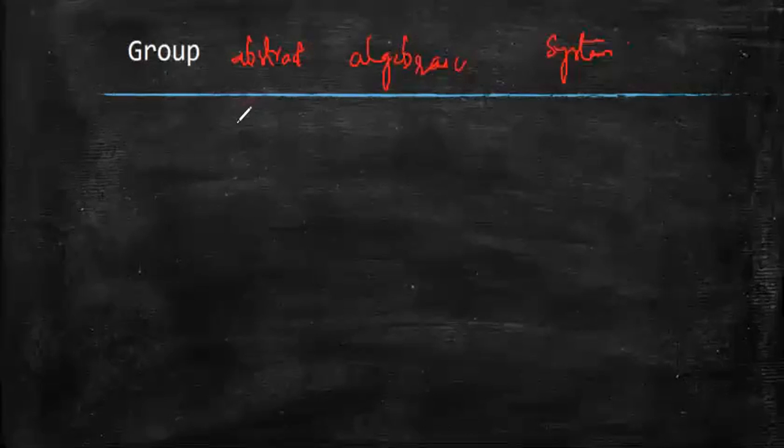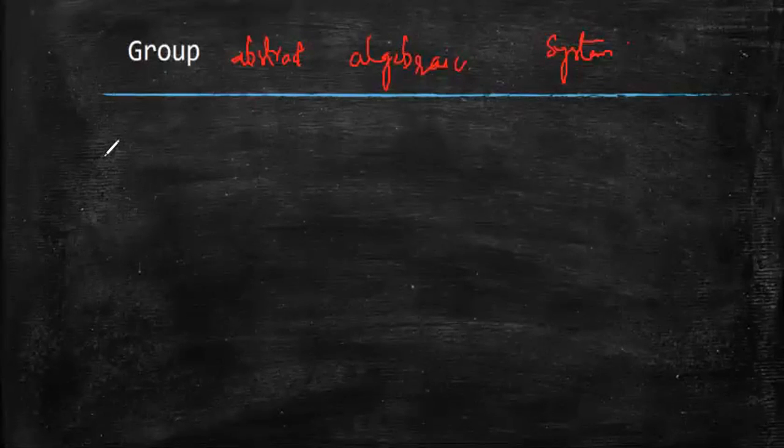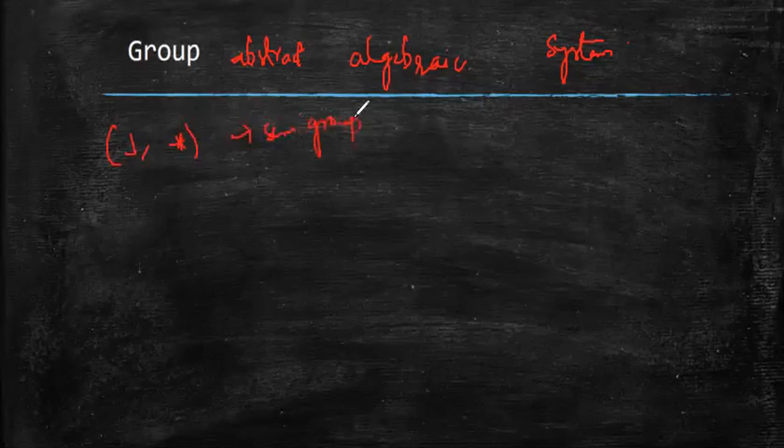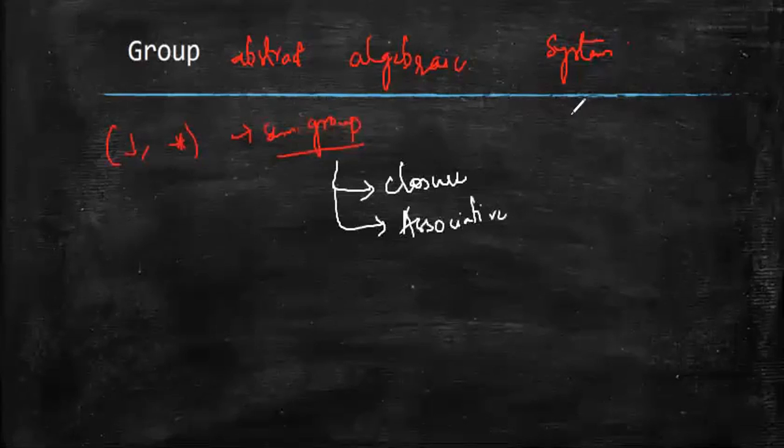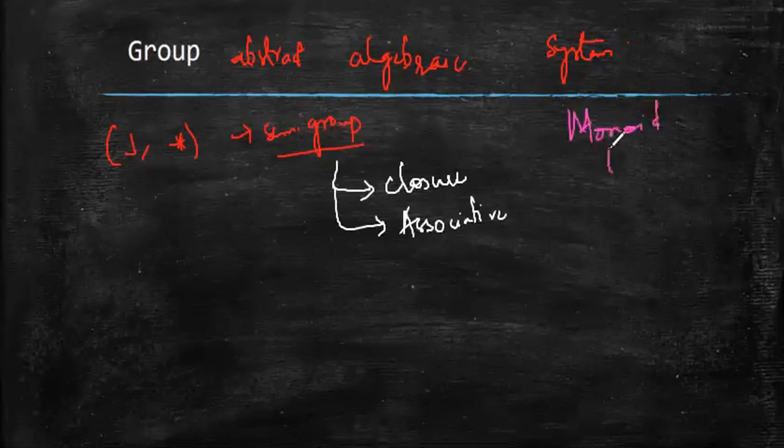If you just recall that we have seen semi-group, an algebraic system S comma the operation star is called a semi-group if it satisfies two properties. What are the two properties of a semi-group? The first one is that the binary operation is associative. First and foremost, for any algebraic system it should satisfy the closure property, and then for a semi-group specifically we have the associative property. And apart from that, we have seen something known as a monoid. So for a monoid, the two properties of a semi-group had to be satisfied, so closure and associative.